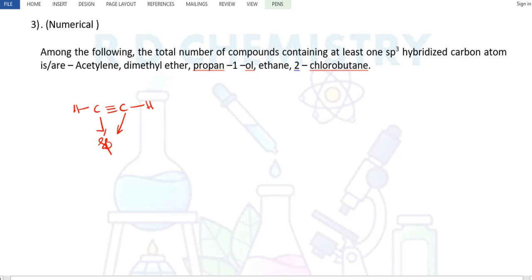Then dimethyl ether. Ether is O. Dimethyl. Okay. There are 3 hydrogens on the carbon atom. Methyl on both the sides. This carbon same. So it is sp3 hybridized. Single bonds around the carbon atom.